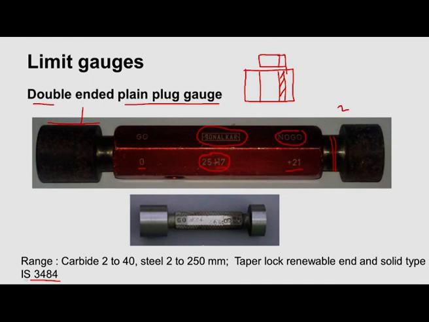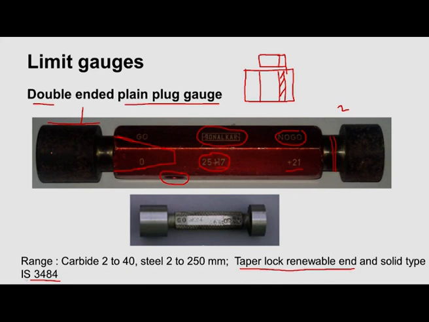Now we can observe one more thing here: in the handle we have a hole. This is called taper lock renewable end. So this first red gauge is a taper lock renewable end. What is the meaning of taper lock? See here, this double ended gauging portion will have a tapered shank, and there will be a mating taper in the handle.